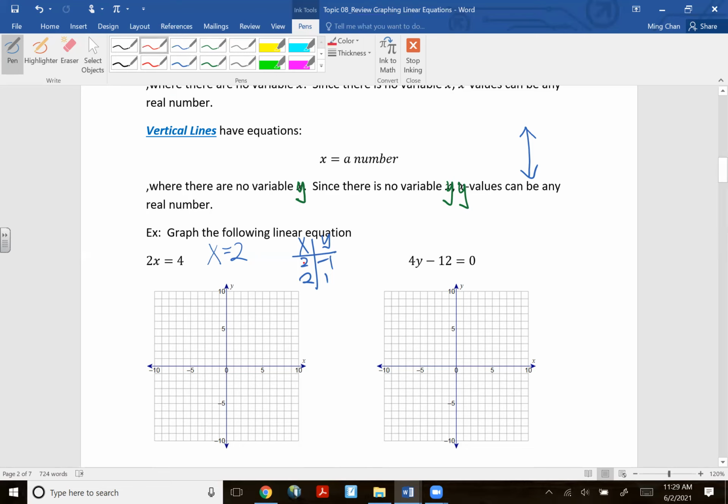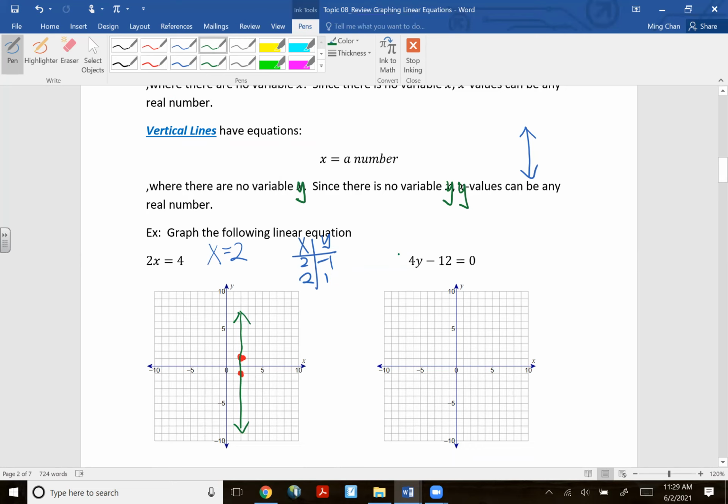So if I plot (2, -1), go to the right 2 and down 1, and I plot (2, 1), go to the right 2 from the origin and up 1. The 2 points are on top of one another. So that's how I can draw a vertical line. So the key characteristic of a vertical line is all the x values on the vertical line are the same. So for our vertical line here, every single x value on it is 2.